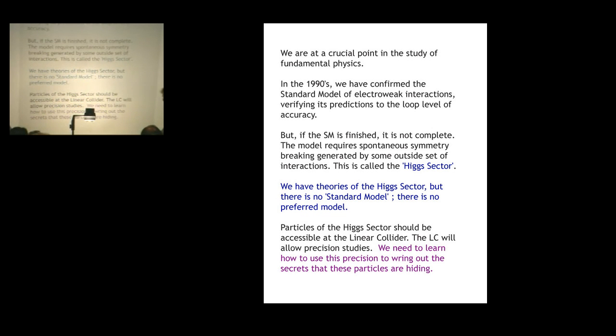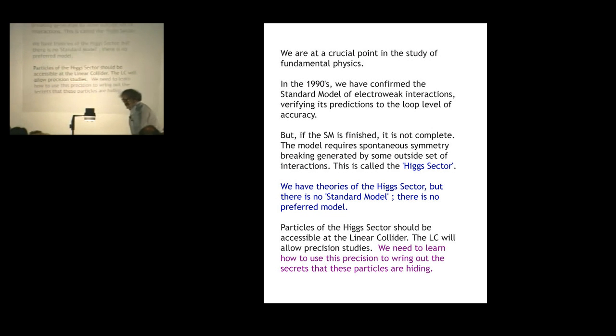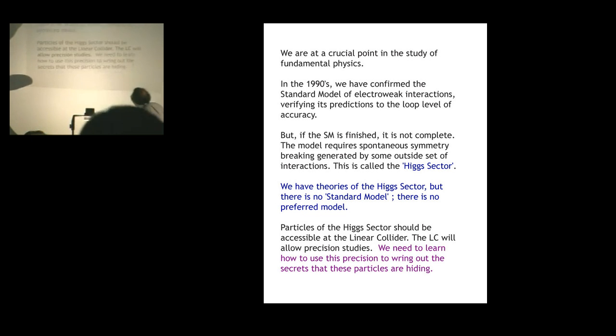We have theories of the Higgs sector, but I think it's incorrect to say that the Higgs sector is described by any kind of standard model. It's not touched by any experiment, and we have to make experiments there and find out what's inside. Particles of the Higgs sector should be accessible at the Linear Collider, and in fact will be accessible to precision studies. And the challenge for those people who are thinking about linear collider physics is how to use that precision to wring out the secrets that these particles are hiding.